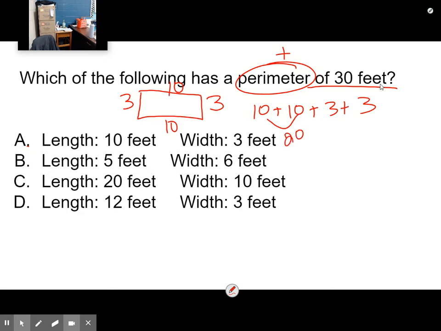10 and 10 is 20. 3 and 3 is 6. 20 plus 6, 26. Ooh, that's not 30. But A is actually what we like to call a trick answer. If you got area and perimeter confused, you might think it was letter A, because 10 times 3 is 30, but we're not doing 10 times 3. We're doing 10 plus 10 plus 3 plus 3, which is not 30, it's 26.